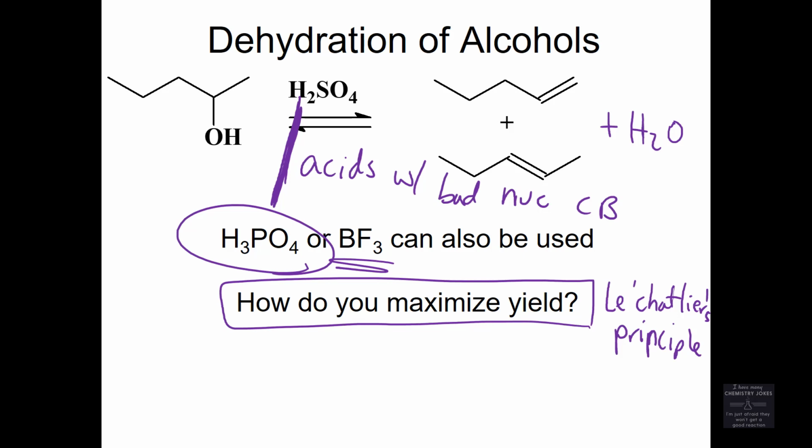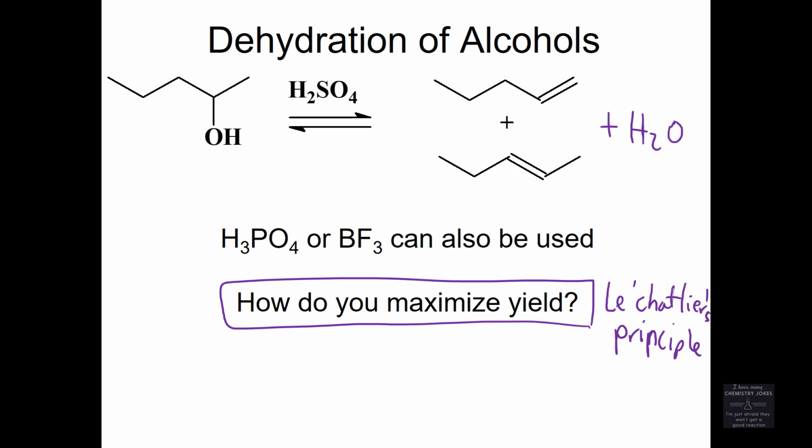If we're cooking an alcohol with a catalytic amount of acid, like sulfuric acid, we get an alkene and water as a byproduct. Le Chatelier's principle says if you remove a product, the reaction will shift to make more of that product. So note that this is an equilibrium process. You establish equilibrium between these things, and if you remove one of the products, equilibrium is quickly reestablished by making more products.